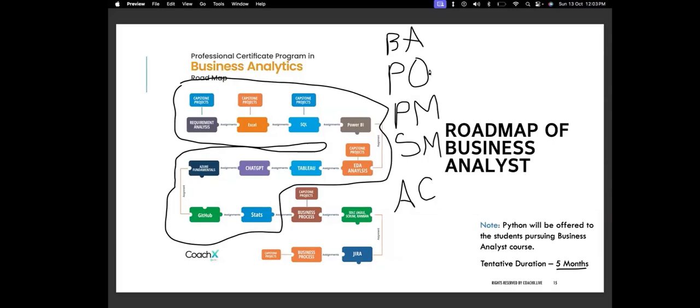You can do your own research after the batch. Go to LinkedIn or Naukri, type these roles: business analyst, product owner, product manager, scrum master. You will see how much these are in demand. So we are not just targeting this BA role, we are also targeting all of these as well. So that is the roadmap of business analyst.